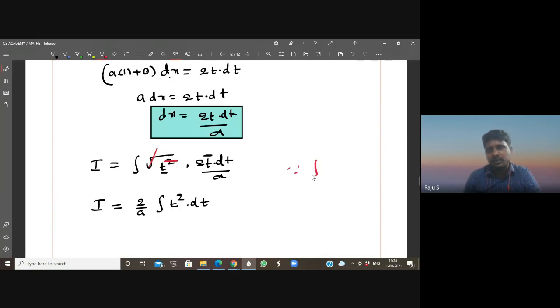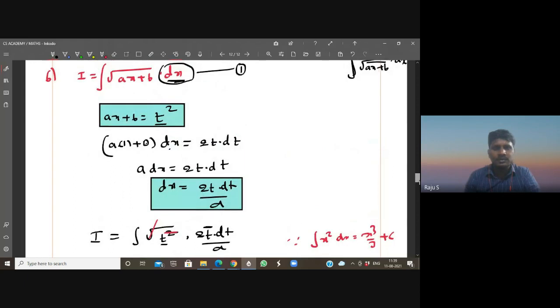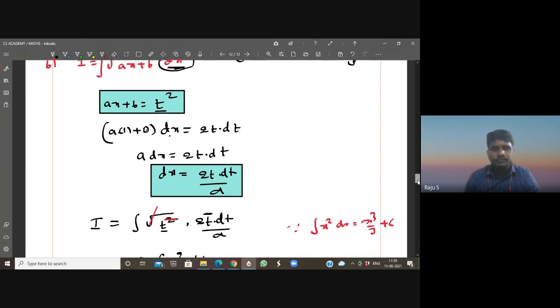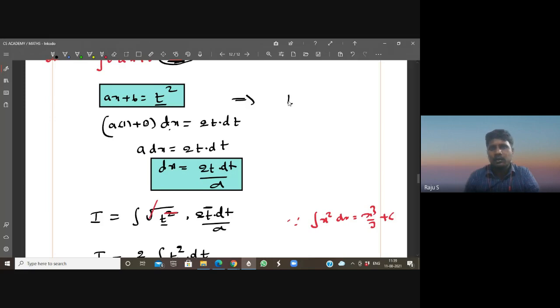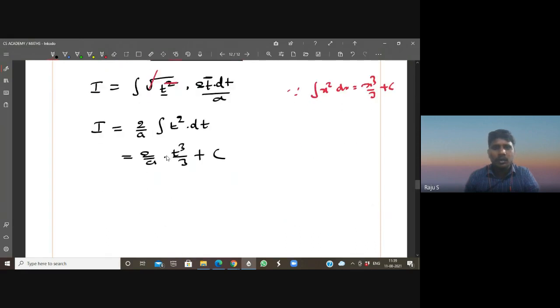Students, since we know that the integral of x square is x cube by 3 plus c, I want to apply this. So 2 by a times t cube by 3 plus c. Students, can you tell me what is t at last? What is the t value? t is equal to square root of ax plus b. Okay, now 2 by a times square root of ax plus b all to the power of 3, divided by 3, plus c. That's it. This is the answer.